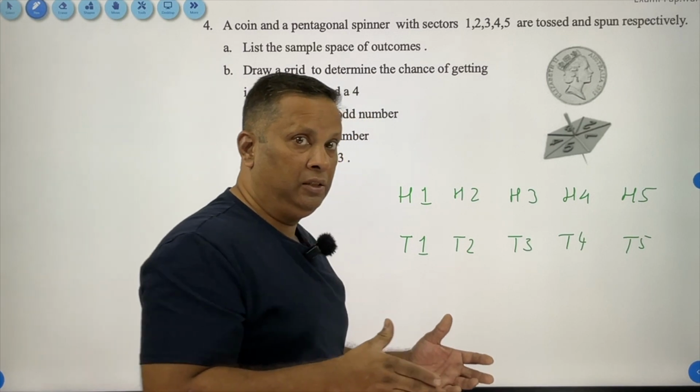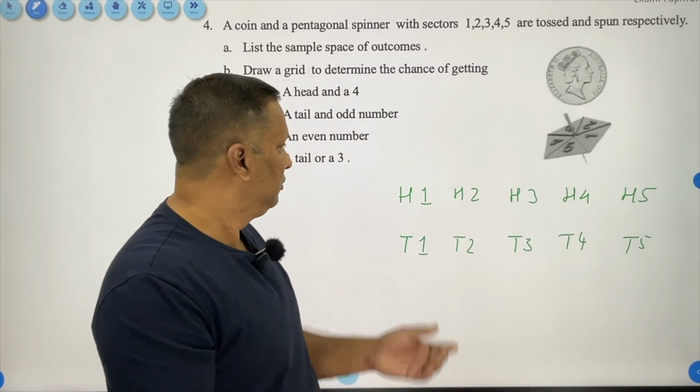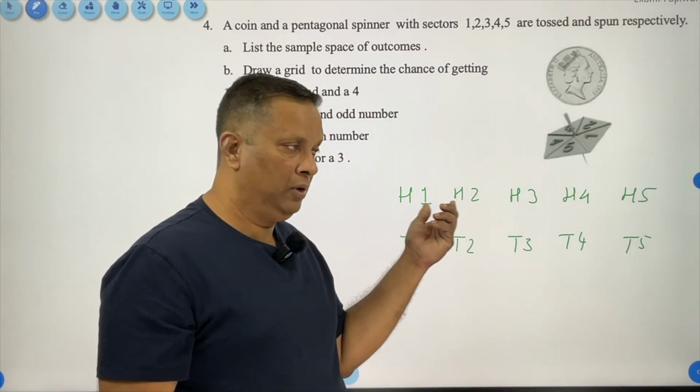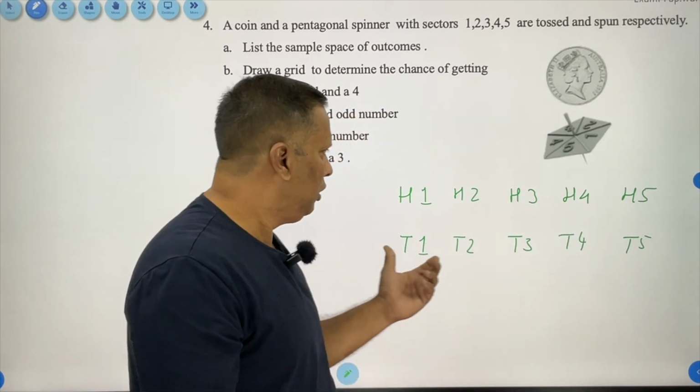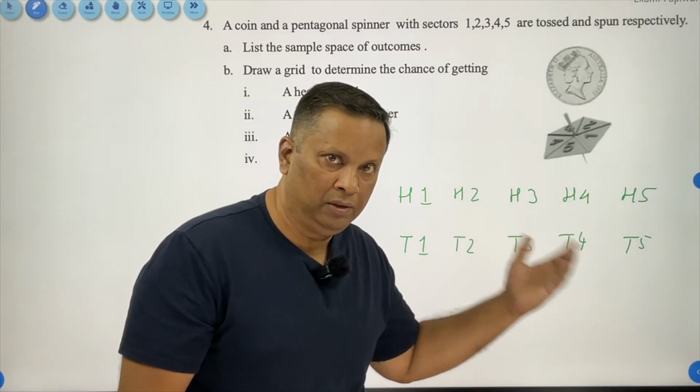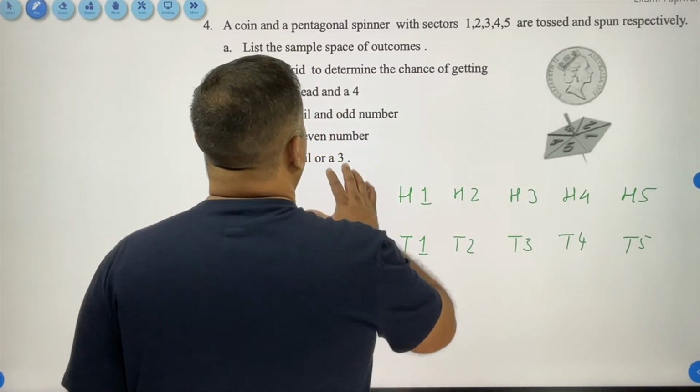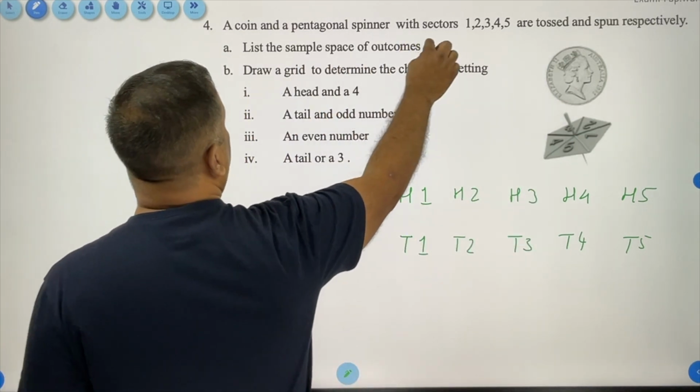Is there anything else which is possible? No. Either you will get a head and 1, head and 2, head and 3. So total possibilities are 5 here and 5 here. 10 possibilities are there in total. So we have done the sample space.